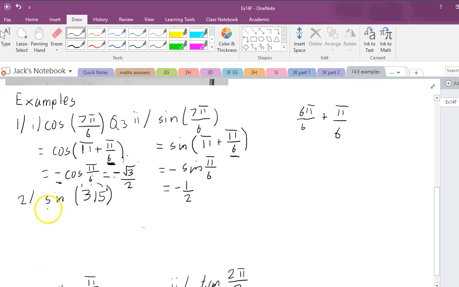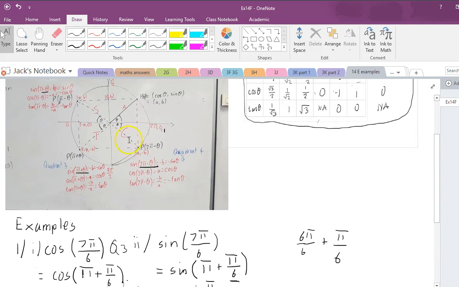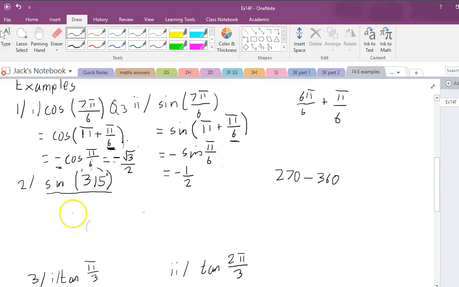Sine, sorry, it's a bit messy here, sine of 315 degrees. Okay, so degrees, probably more comfortable still in dealing with degrees. 315 degrees, that's between 270 and 360. So looking at our unit circle, that's in this fourth quadrant here. Okay, so that's equal to sine of, in the fourth quadrant, 360 minus how much to get to 315, minus 45. So our reference angle here is 45.